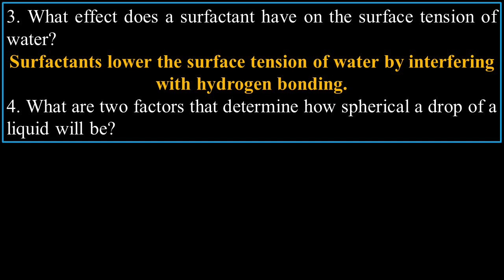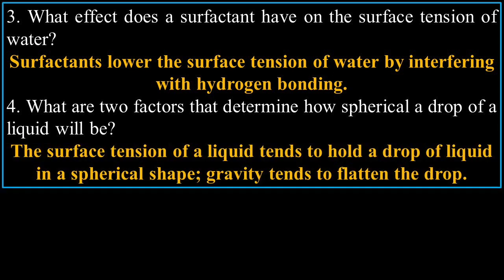See what happens. What are 2 factors that determine how spherical a drop of liquid will be? Well, the first one is hydrogen bonding. That's going to be the major one. The surface tension of the liquid tends to hold a drop of liquid in a spherical shape. Gravity tends to flatten out the drop. That's actually quite true. But it's all hydrogen bonding.